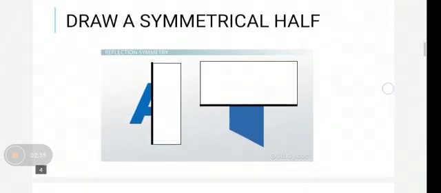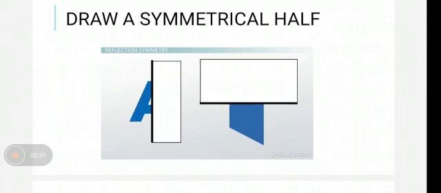So now let us see, if we are given one half of the figure, how do we draw the other half? For this we can imagine that suppose we keep a mirror in front of the image, what will be the reflection in the mirror? What will be the mirror image of that figure? That is how we draw the other part of the symmetrical half.